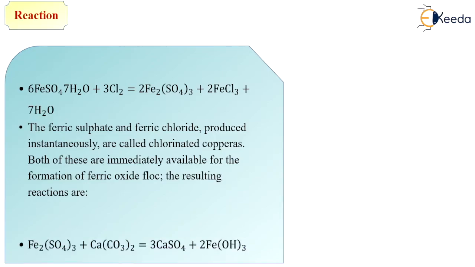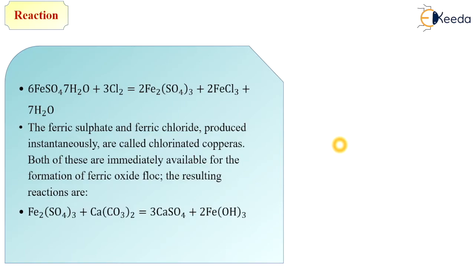The resulting reactions: the flock formation is not direct when we add the ferrous sulfate to the water. First there is a formation of chlorinated copperas in the form of ferric sulfate, that is Fe2(SO4)3, and ferric chloride, that is FeCl3. And again, this ferric sulfate and ferric chloride react with calcium carbonate to give a product of calcium sulfate in the form of flock.